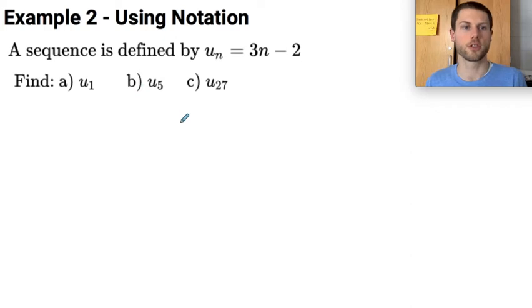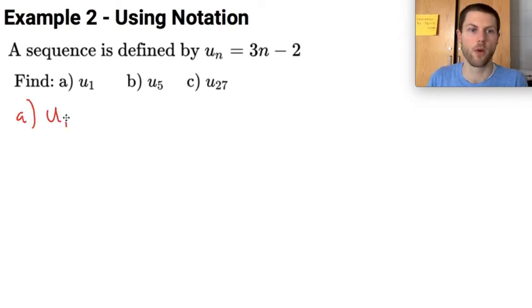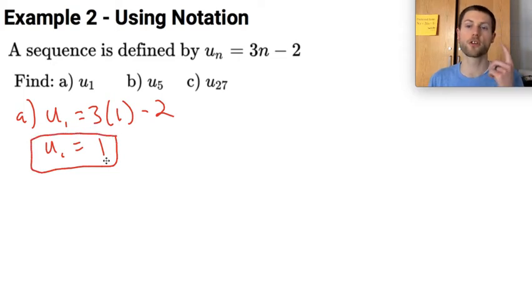So let's use this notation. Here I have some sequence defined by u sub n, and in general, u sub n is going to be given by 3 times n minus 2. So let's find u sub 1. That means I'm finding the first term in this sequence, so n is going to equal 1. I'm going to multiply 3 times n and subtract 2. So u sub 1 is going to equal 3 minus 2, which is equal to 1. That means the first term in the sequence is 1.